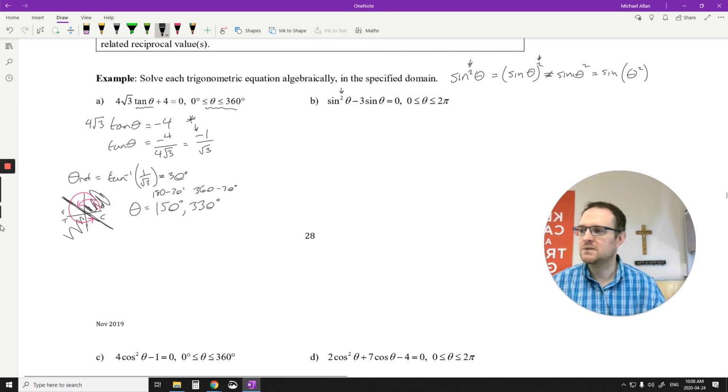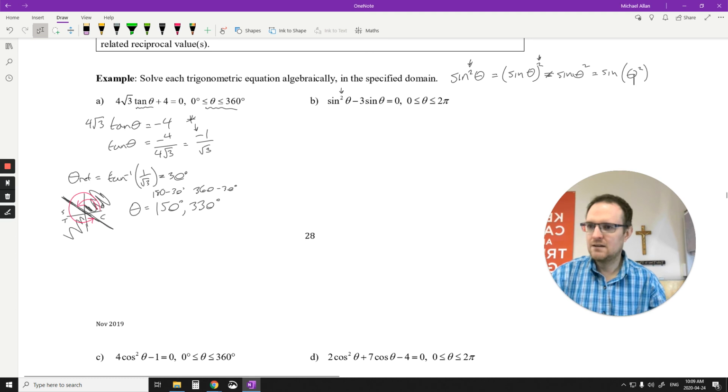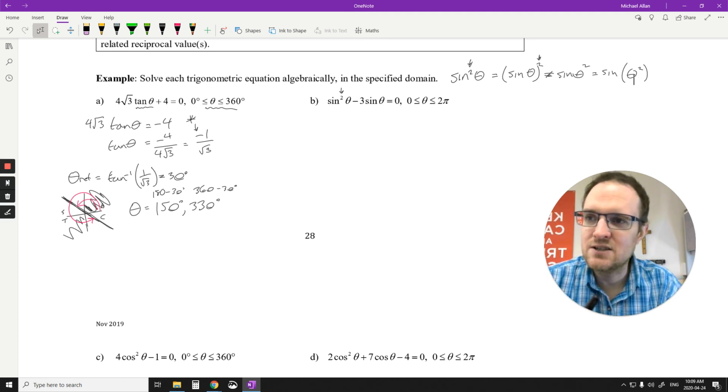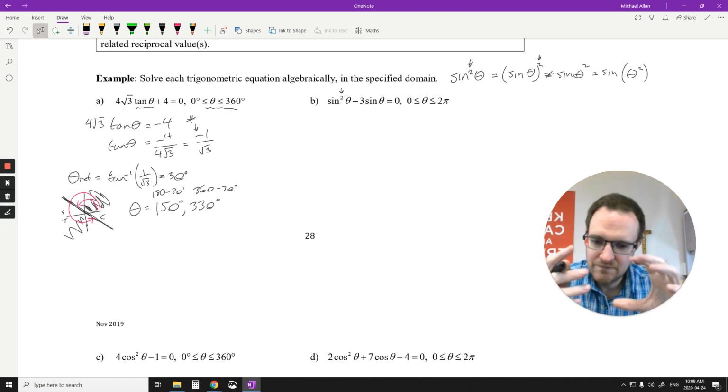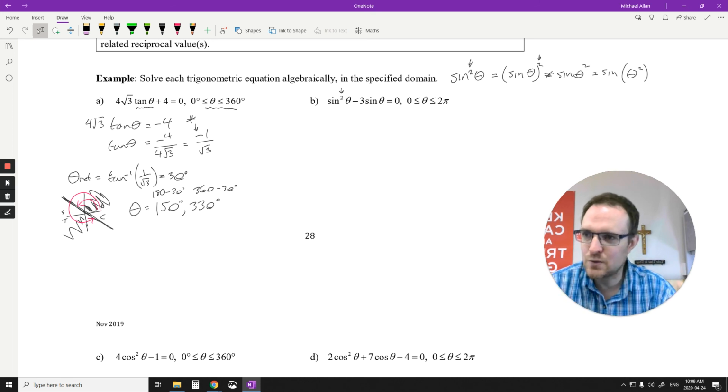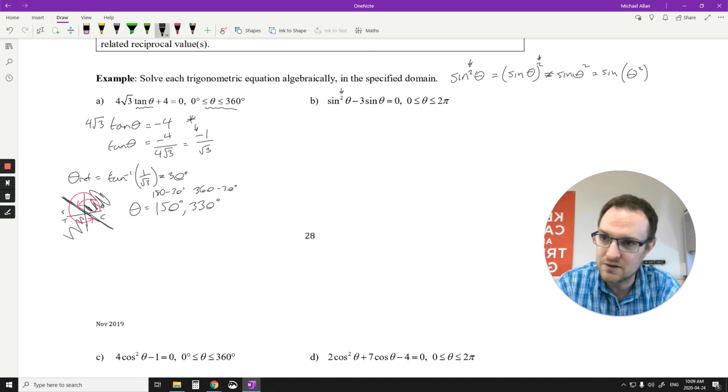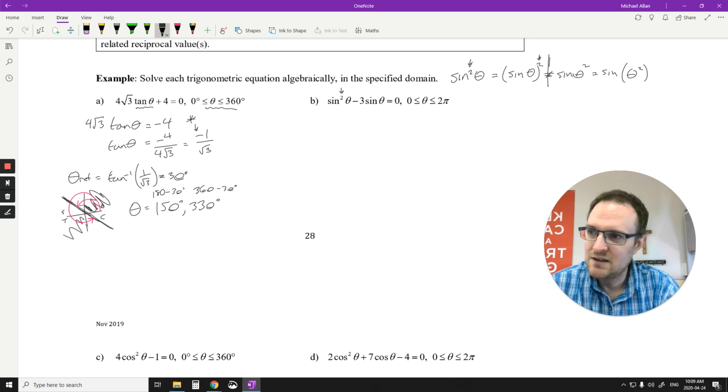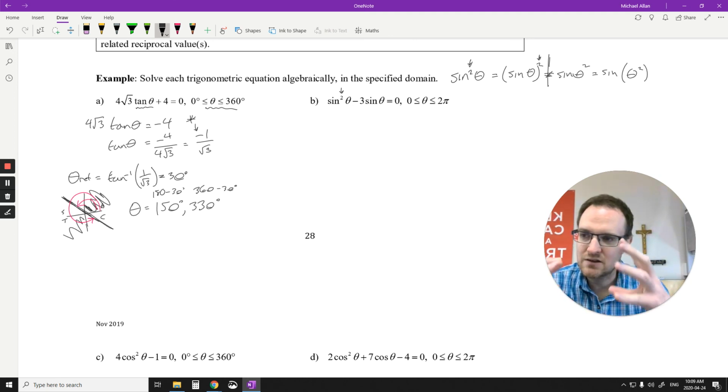Now, sine squared theta just means find sine theta, then square the answer. Don't square theta first and then find the sine. So these are not equal to each other, the left and the right side. So when you see this, it's the same as saying whatever sine theta is, you're going to square it.